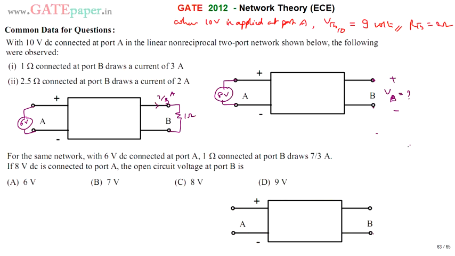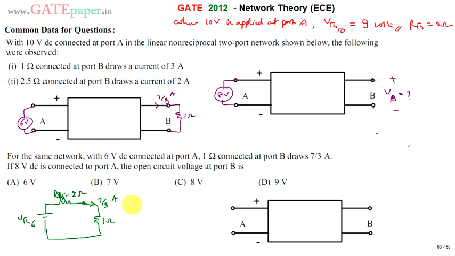Okay, now look at this one. If you are replacing this, at that time this circuit can be replaced as VTH6 and RTH. This RTH is common because only the supply voltage is changed but not the two-port network, so it is 2 ohms, and whenever it is connected with 1 ohm, the current coming from this one is 7 by 3 amperes.